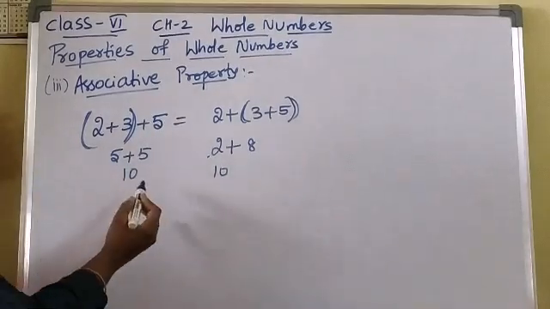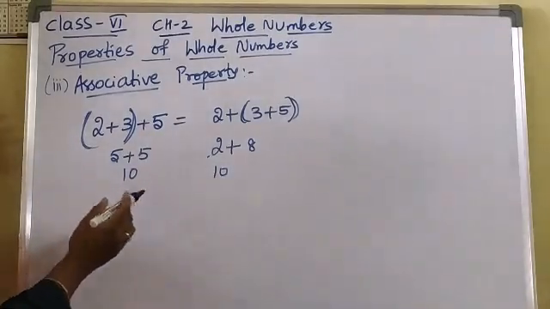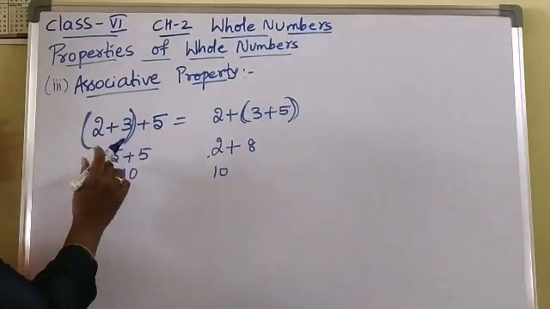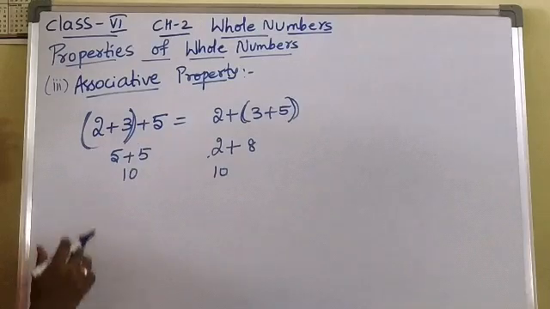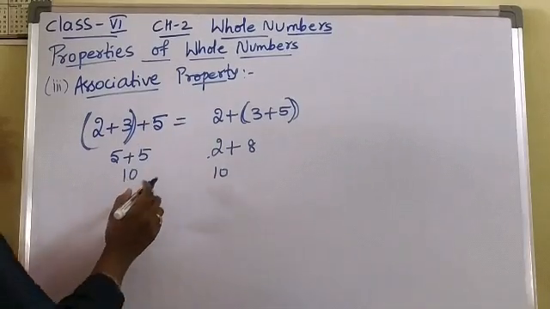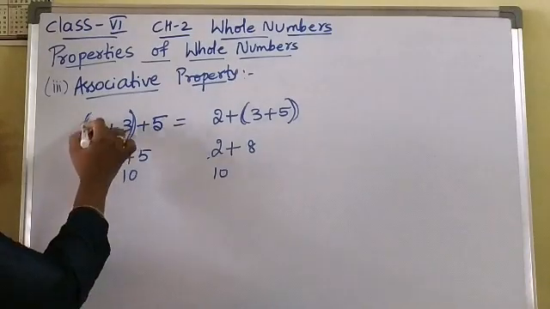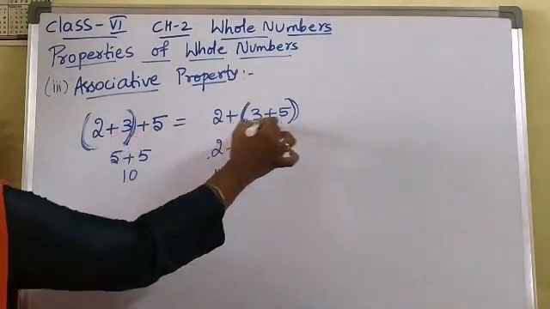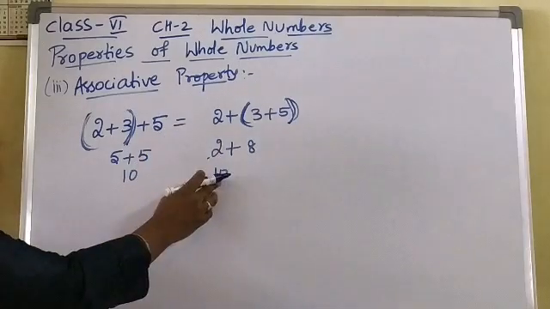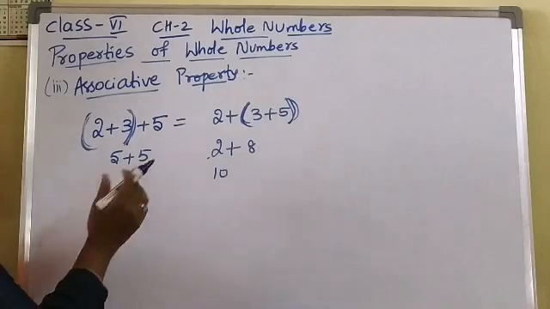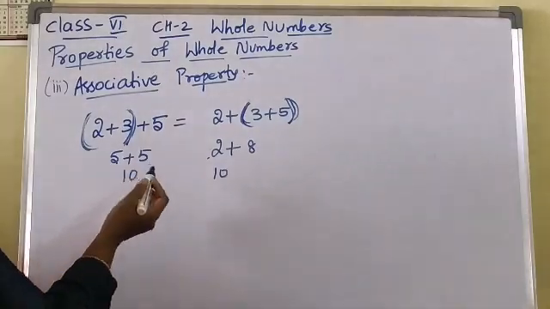Here when we add 3 or more whole numbers, the value of the sum remains the same. Here 10 and 10. The order of addition of numbers is not important. Or in other words, the numbers can be grouped in any manner. The sum remains the same. Here I am adding first 2 and 3. In this I am adding 3 plus 5, but you are getting the same answer. So this is the associative property of addition. We are going to check for multiplication, division and subtraction.